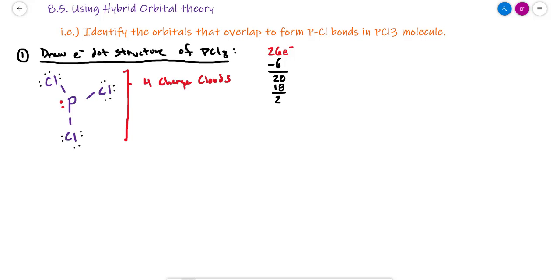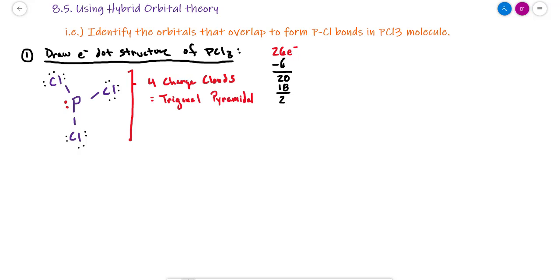So from here we can identify that there are 4 charge clouds on the central phosphorus atom. What would the molecular shape be if we had 4 charge clouds and 3 bonds? This will be a trigonal pyramidal shape. So let's store this for now, and let's go on to the next step.